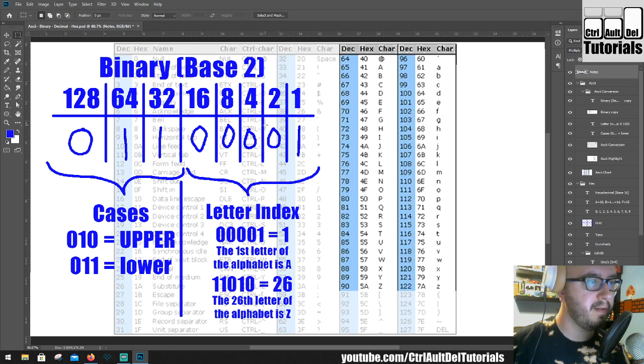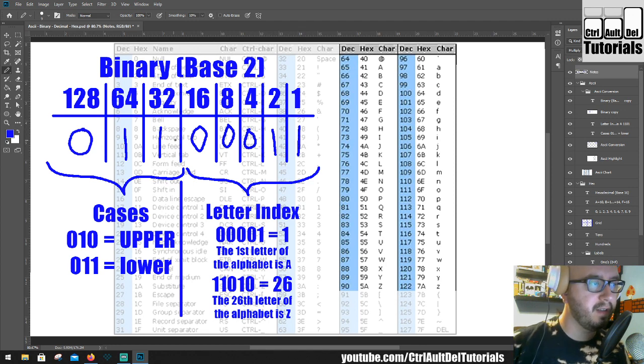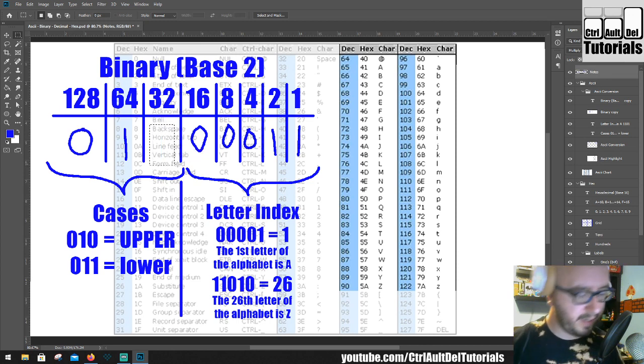Let's delete this and change it to this. Okay, we have a 2, we have a 1. 2 plus 1 is 3. That gives us the third letter of the alphabet. Lowercase letter C. Okay, these ones tell us the letter, these ones tell us the case, uppercase or lowercase.